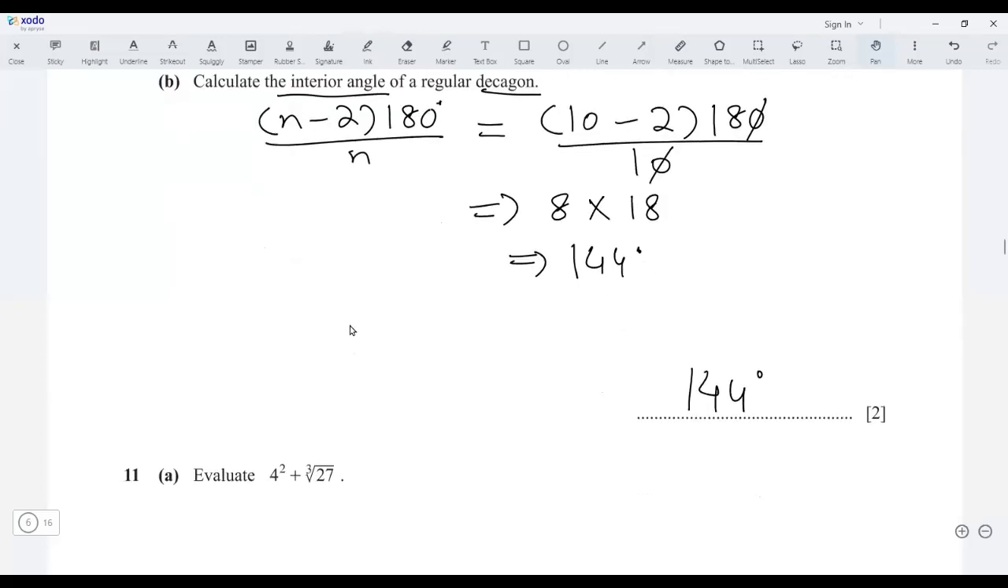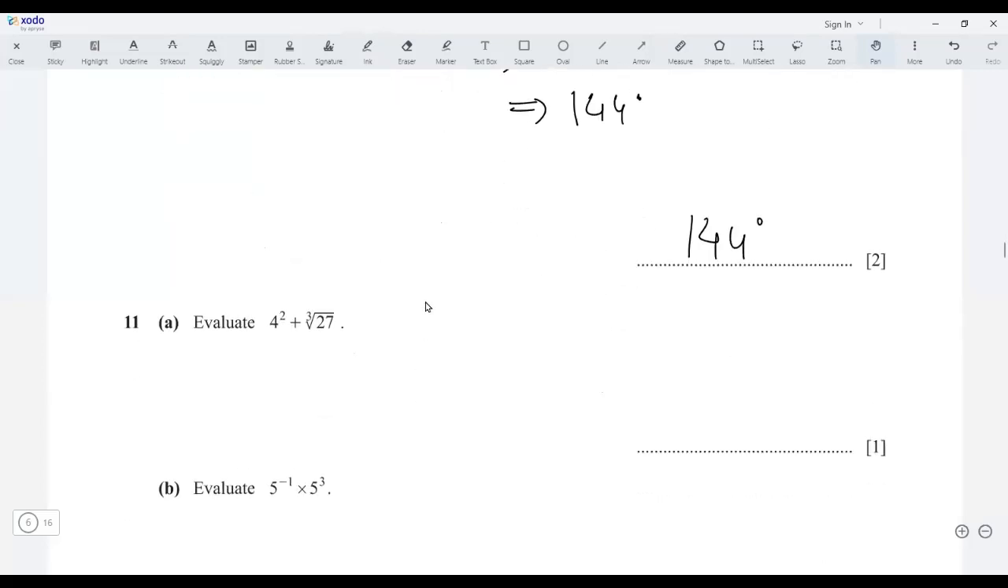So we have to move to question 11. In question 11, we have to evaluate. Evaluate means I have to write down the answer in terms of a number. So 4 squared, you have to simplify that to 16. Then the cube root of 27. What number cubed gives 27? It is 3. 3 cubed is 27. So 16 plus 3 is 19. So I have to write down 19 as the result here.